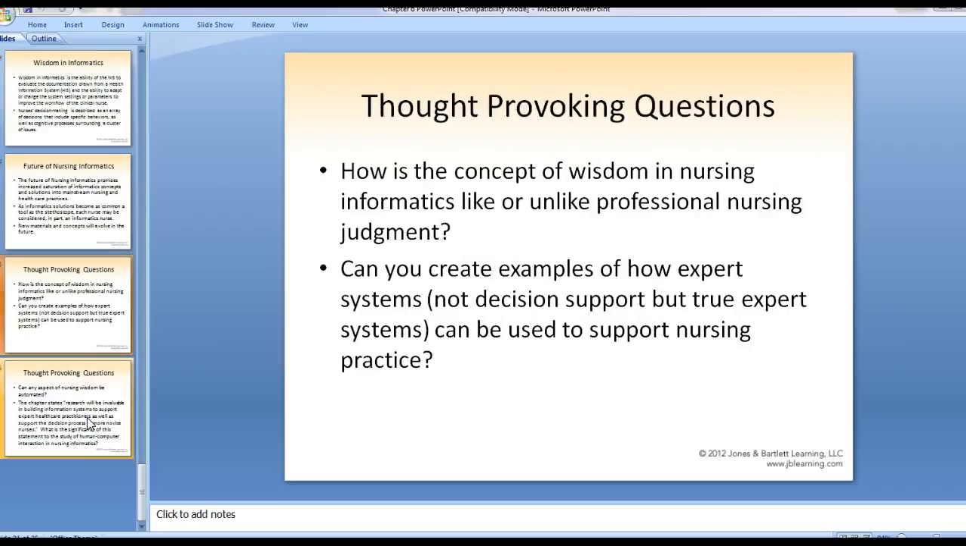So here are some thought-provoking questions. How is the concept of wisdom in nursing informatics like or unlike professional nursing judgment? Can you create examples of how expert systems can be used to support nursing practice?